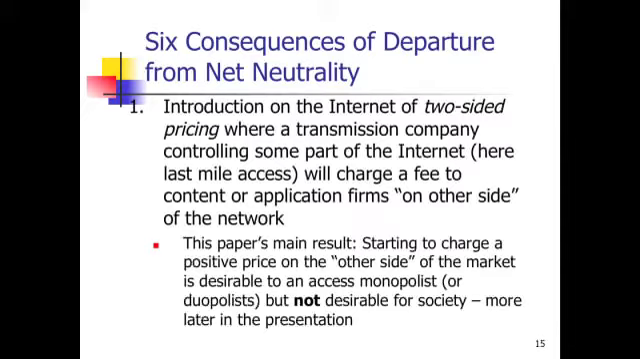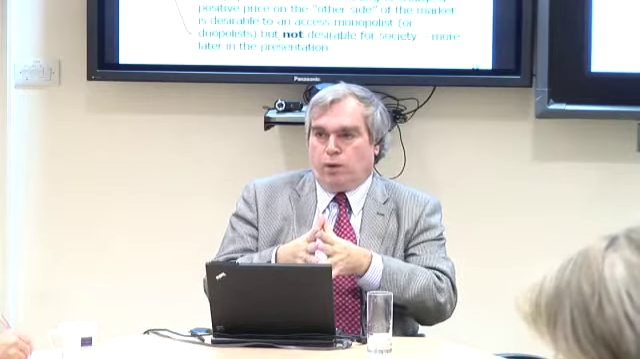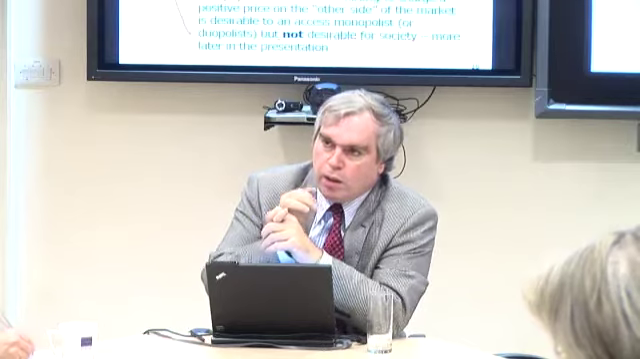Okay, so let me start saying now the essence of what this paper and this debate is about: what I think are going to be the consequences of departure from net neutrality. The first one is what this paper is about. The academic paper that I showed you, the one with Joachim, is only dealing with number one. Essentially, this is the main theorem of the paper: if you start two-sided pricing, if you start pricing now on the side of the providers, then it will be to the benefit of a monopolist or duopolists, but will not be desirable for society. That is, if you look at the objective of society, it will not be good for society. And the objective of society will be a measure of a combination of benefits to consumers and profits of the companies. I'll explain it in detail later.